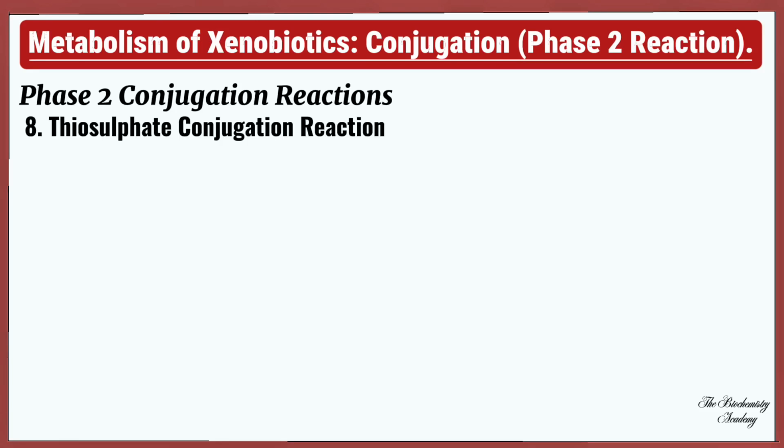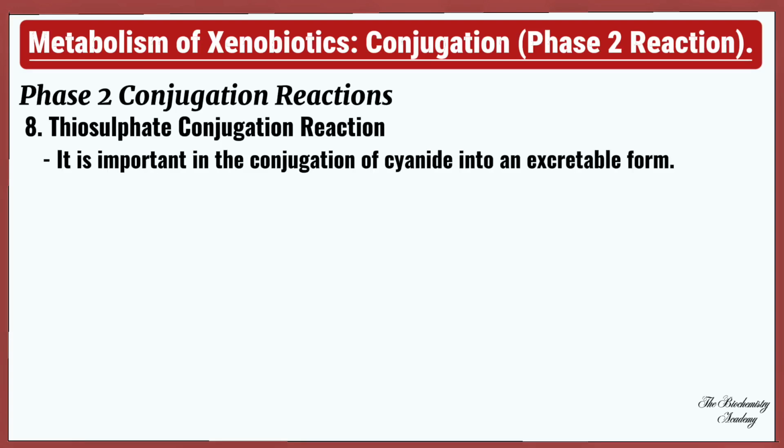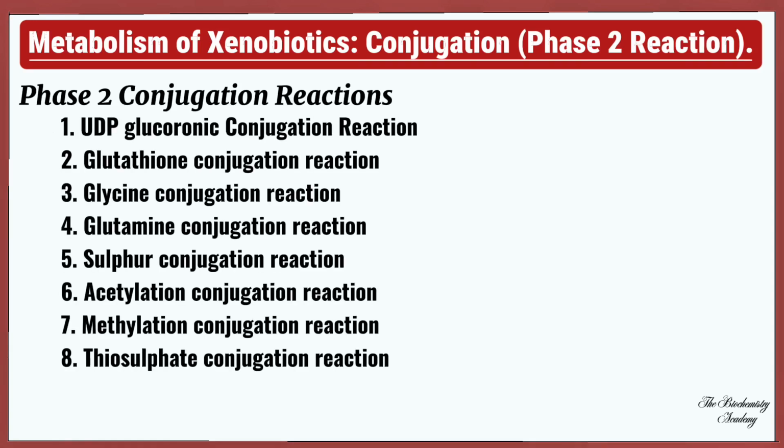Then thiosulfate conjugation is important in the conjugation of cyanide into an excretable form. So these are the 8 phase 2 conjugation reactions in biotransformation and xenobiotic metabolism.